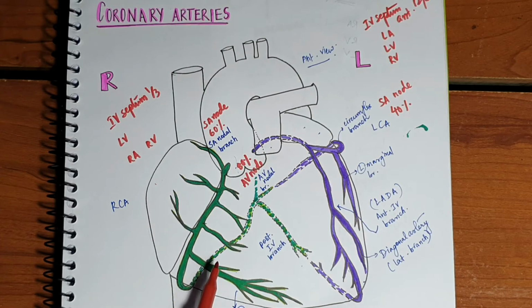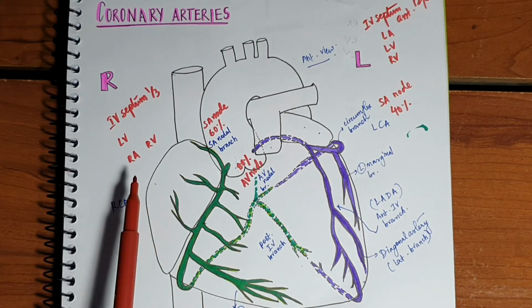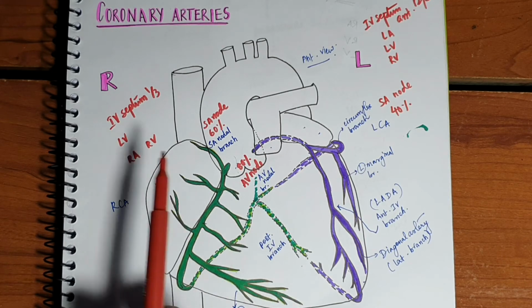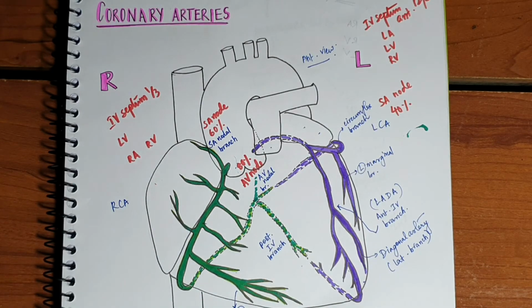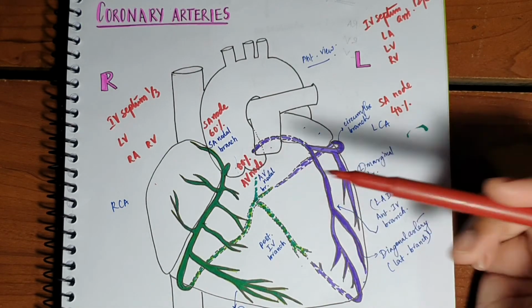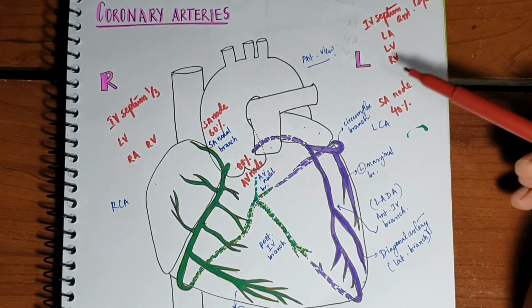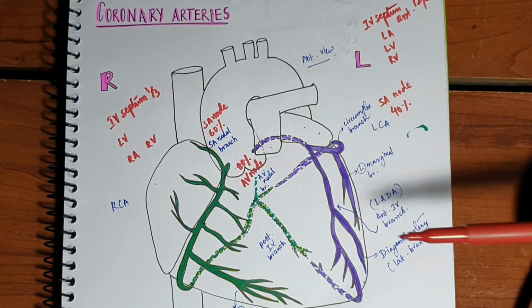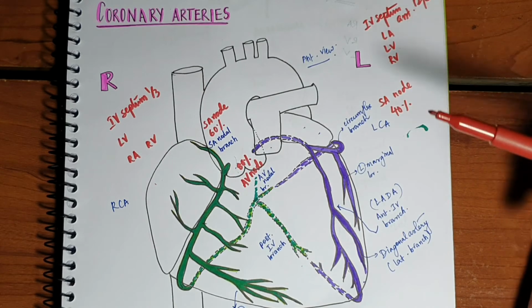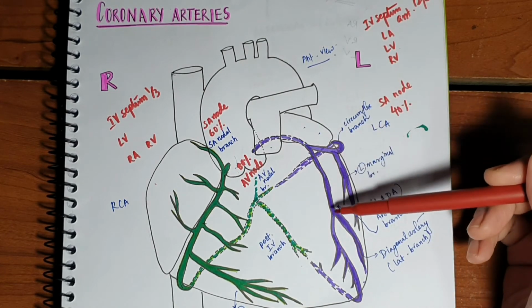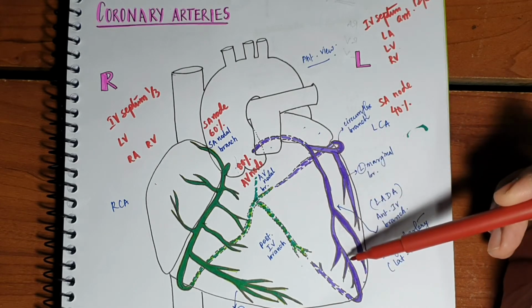The right coronary artery is supplying the right side of the heart, so the right atrium, right ventricle, and the left ventricle's diaphragmatic surface, and 1/3 of the interventricular septum at the posterior aspect. And the AV node and SA node are also supplied by the right coronary artery. The left coronary artery supplies the left side of the heart, so the left atrium, left ventricle, and a part of the right ventricle as well, and the anterior 2/3 of the interventricular septum.